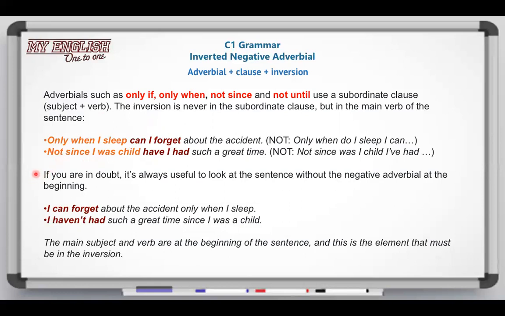Okay, so let's check this one. If you are in doubt, it is always useful to look at the sentence without the negative adverbial at the beginning. In other words, going back to the original. So, I can't forget about the incident only when I sleep. I haven't had such a great time since I was a child. So this sentence here is the inversion format, and this sentence here is the normal presentation. These two sentences mean the same.